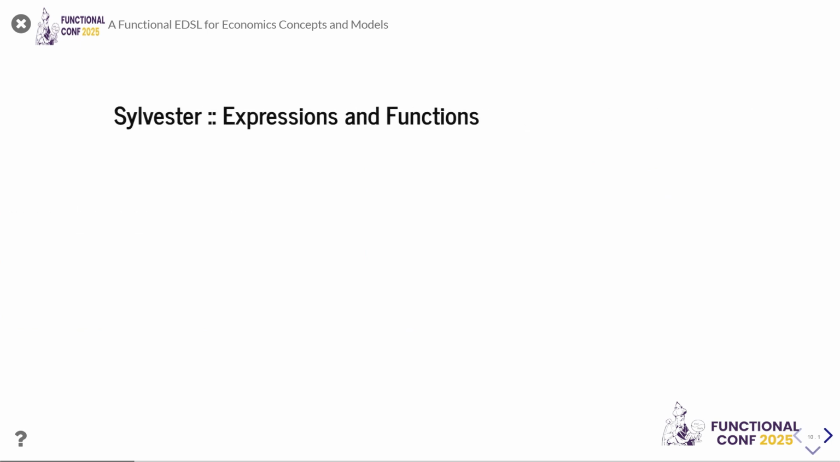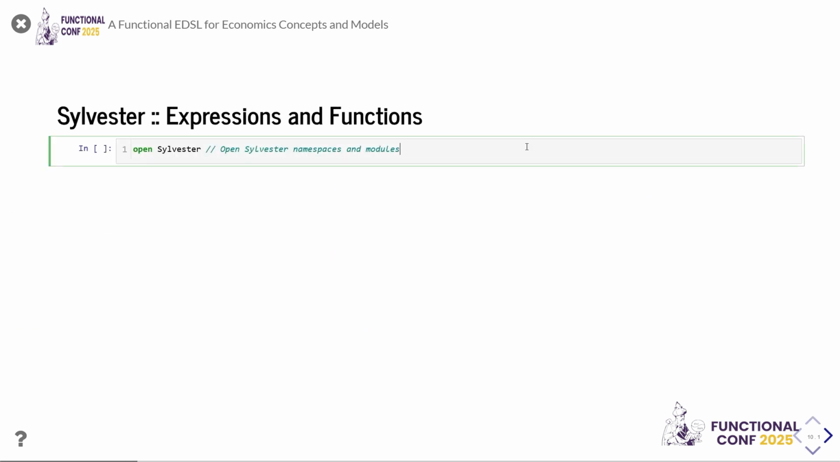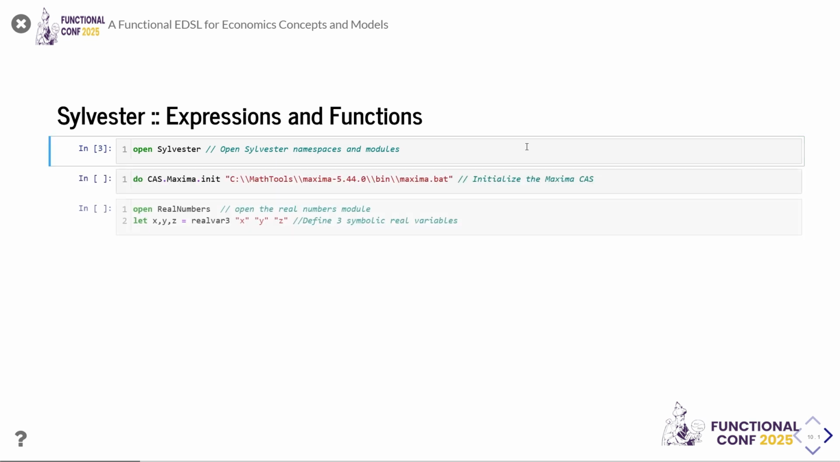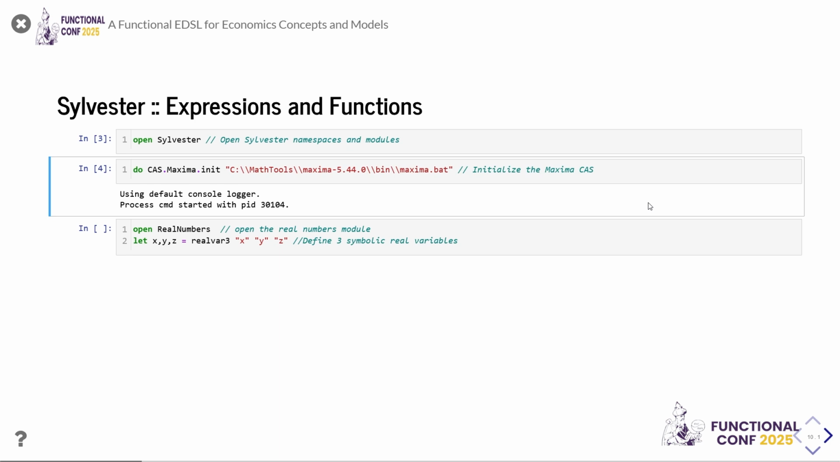Okay, so let's look at the Sylvester language. We're just going to open up our namespace, and we want to initialize the Maxima computer algebra system, which we'll use as our symbolic computing backend. And we open the real numbers, because that's what we're going to be using mostly for mathematics and economics right now.